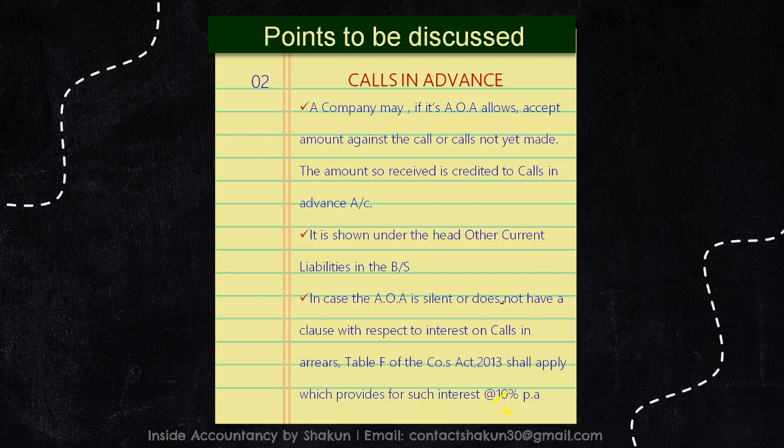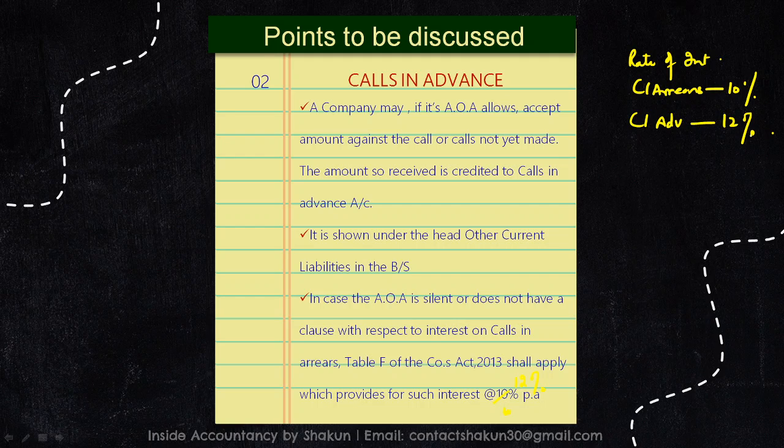If the articles of association are silent with respect to interest or do not mention anything about it, then the company will follow Table F of the Companies Act, according to which the rate of interest on calls in advance is 12%. So the rate of interest on calls in arrears is 10% and on calls in advance is 12%, right?